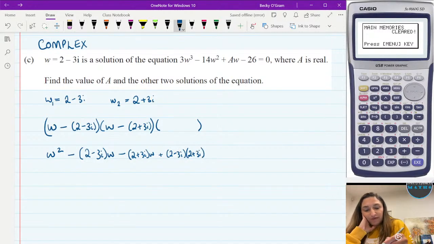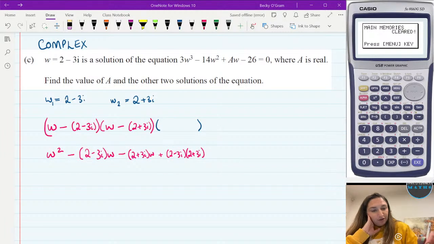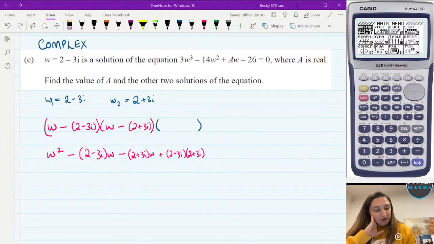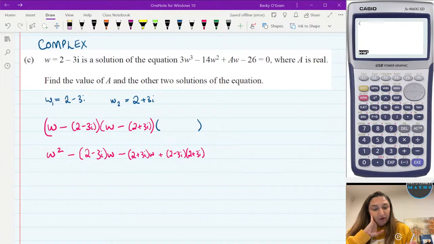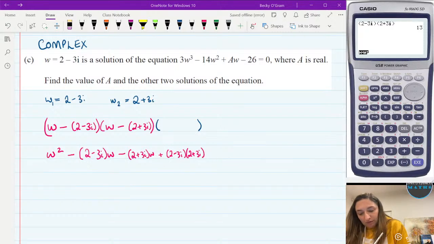Okay, so in fact, I'm going to just do a little bit of color coding here. So let's put that in pink. That's the piece that I'm working with just now. Now I'm going to use the calculator to help us, because we don't need to do any unnecessary work when the calculator can do a fair bit for us. So we've got 2 minus 3i multiplied by 2 plus 3i. So that comes to 13.